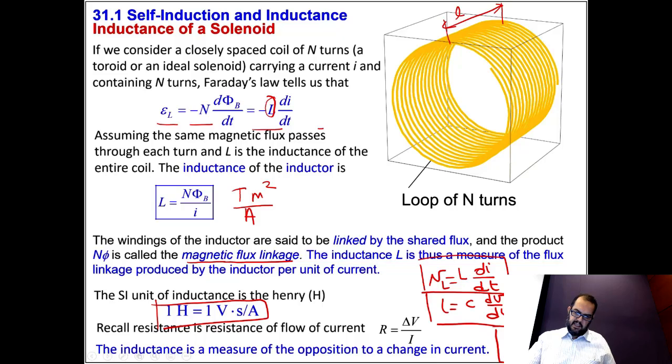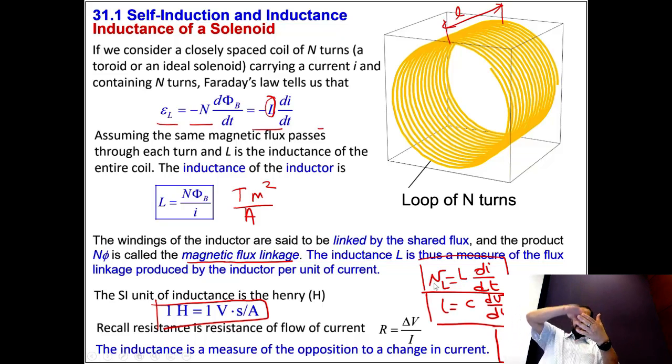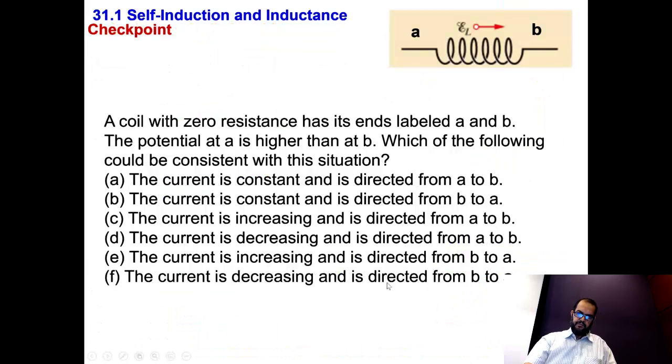So the inductance is really a measure of the opposition to a change in current. The higher the inductance, the more the opposition to a change in current, so the current will increase exponentially at a slow rate compared to a small inductance.